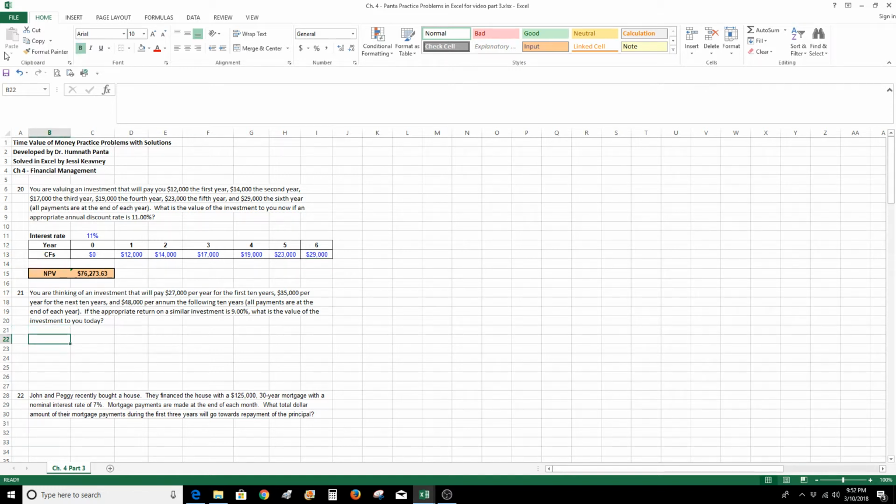Okay, the next problem. You are thinking of an investment that will pay $27,000 per year for the first 10 years, $35,000 per year for the next 10 years, and $48,000 per annum the following 10 years. All payments are at the end of each year. If the appropriate return on a similar investment is 9%, what is the value of the investment to you today?